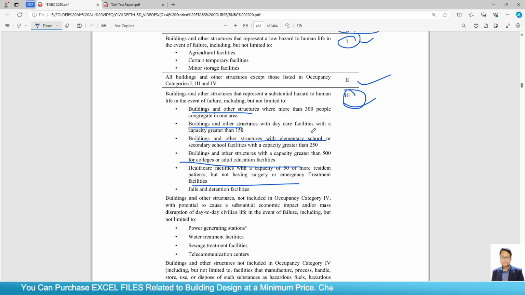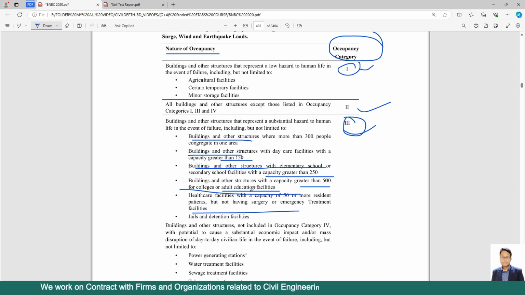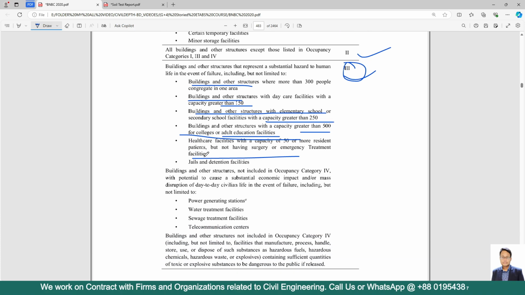Building or other structure with a daycare facility with a capacity greater than 150, no chance. Building or other structure with an elementary school, no chance. Capacity greater than 250 for school. For an adult education facility, capacity should be greater than 500 if you need to consider this structure in occupancy category 3. But in our case, there is no chance.